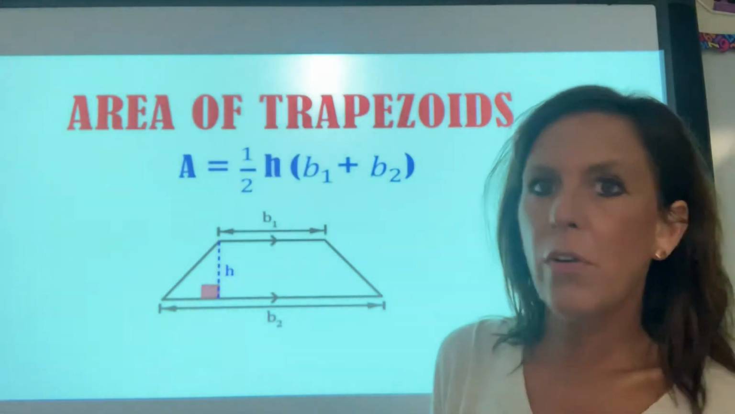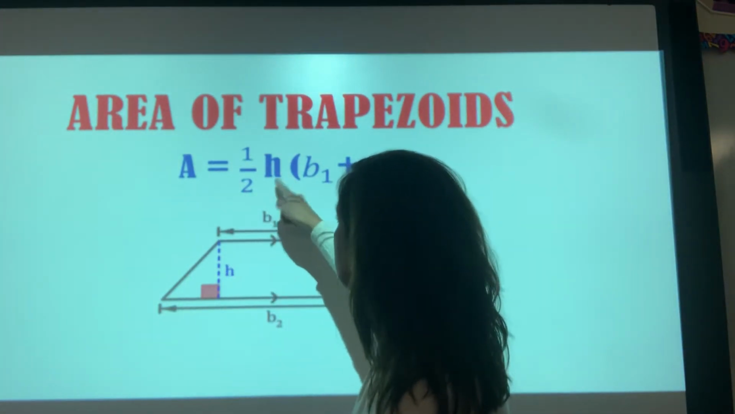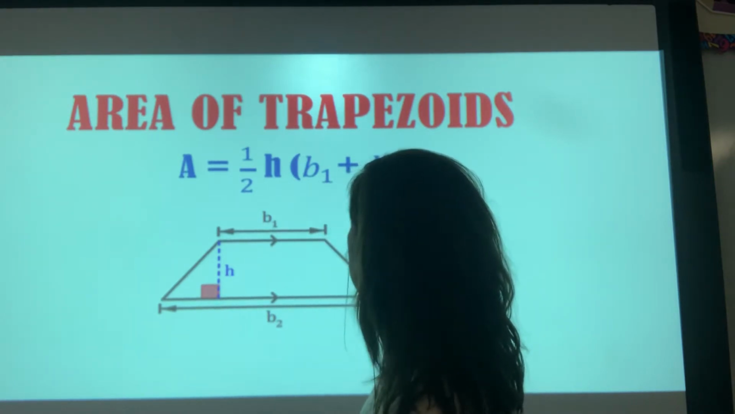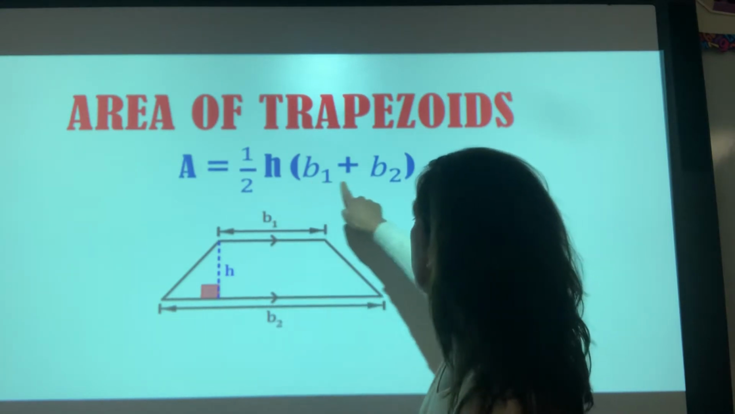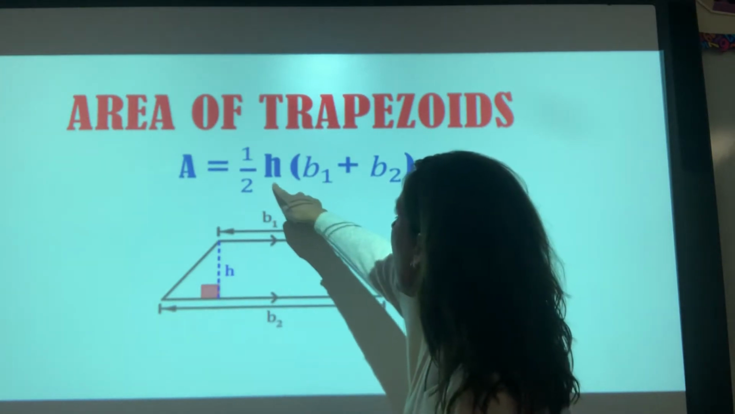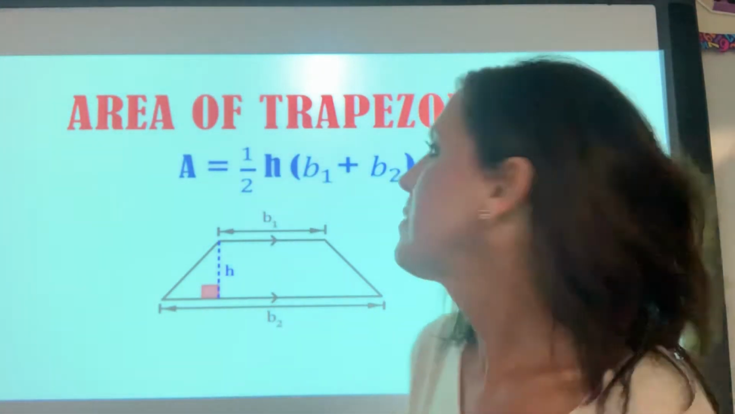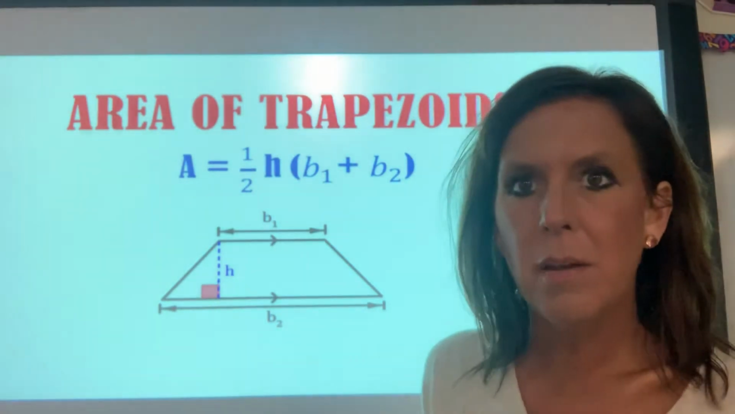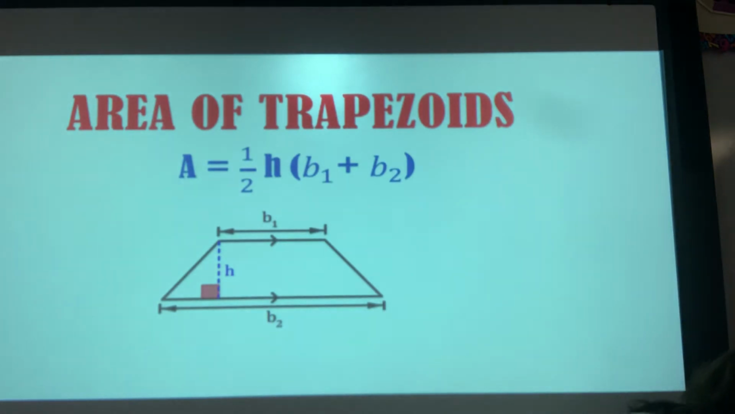So base sub 1 and base sub 2. And then the area formula for the trapezoid is area equals half the height, and then in parentheses, the addition of base 1 and base 2. So you would take these two bases and add them together. The height would be here, and then half. So area equals half times the height times base sub 1 plus base sub 2. So that's the area formula for the trapezoid.